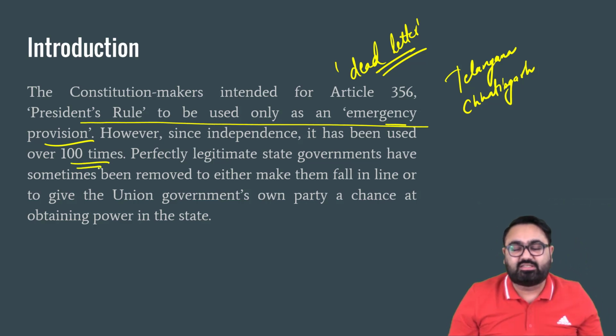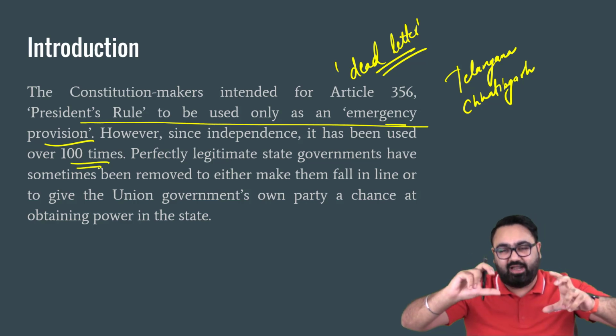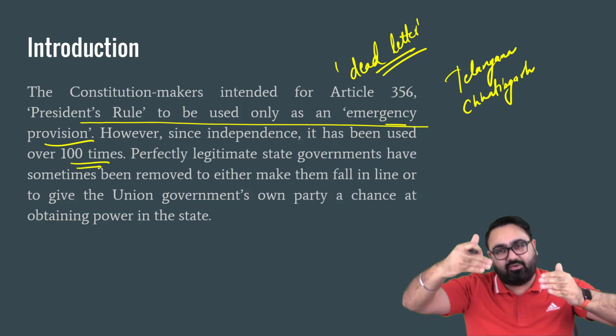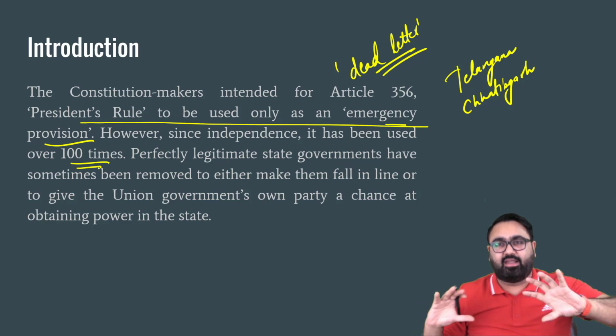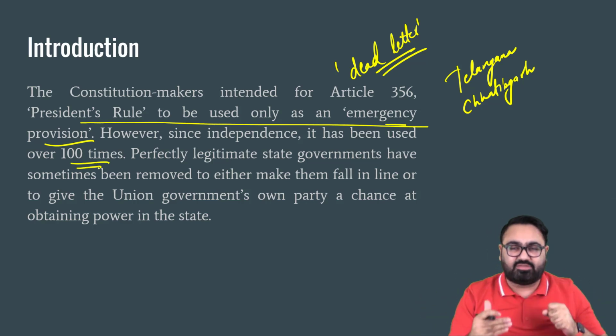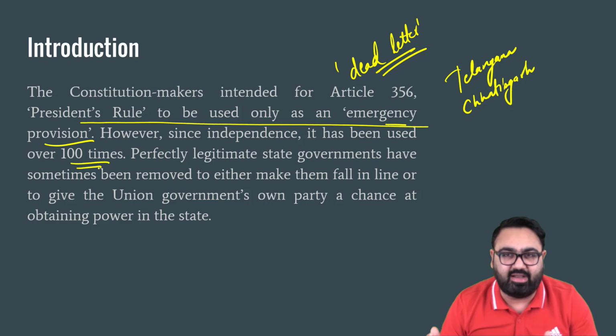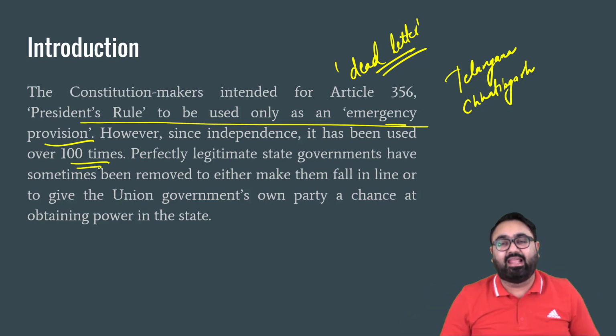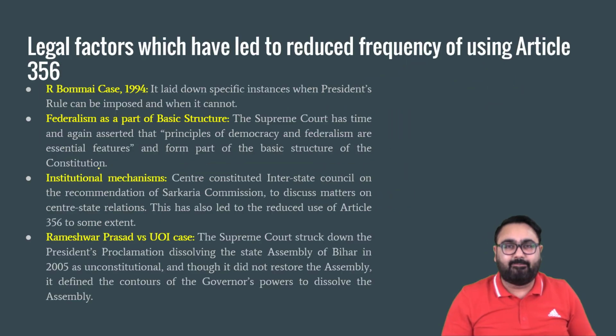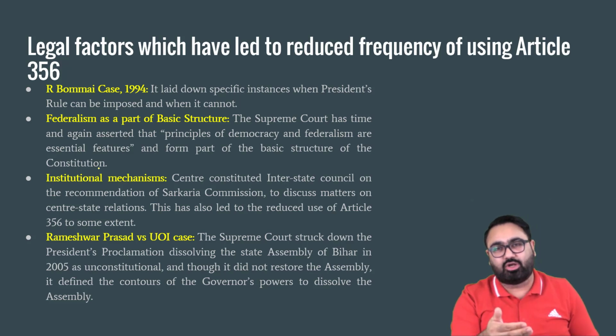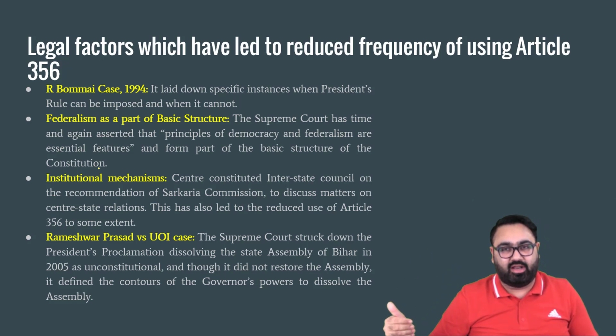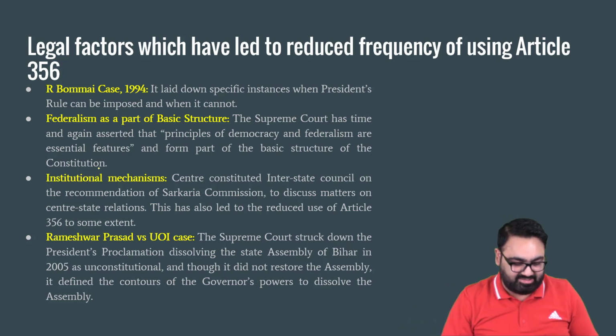Now, this is the introduction, that is Article 356. Then you have to give a connecting line. The connecting line can be that in the past few decades, starting from the 1990s, we have seen a decline in the frequency of president's rule due to multiple reasons. And then you come to the main body. Now, in the main body, as I said, you have to write the legal reasons, that will be the cases in the court, and then the political reasons. So let's talk about the legal reasons.